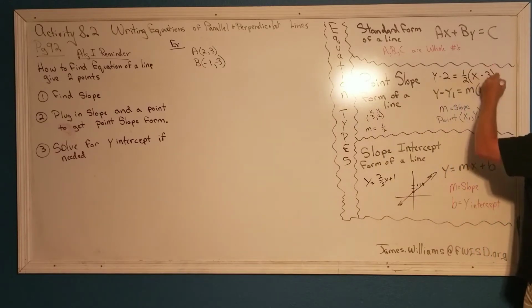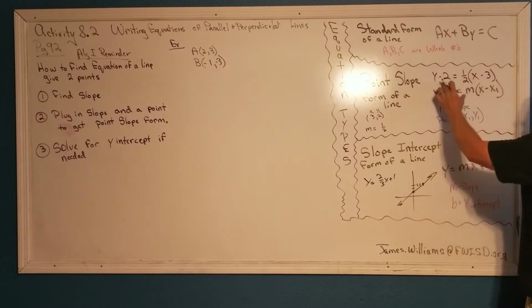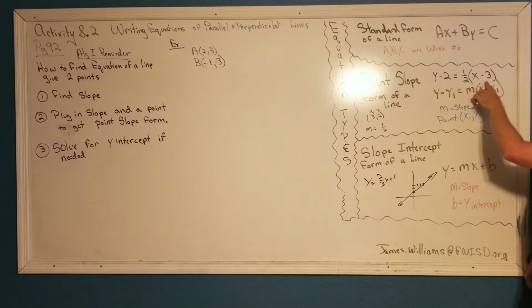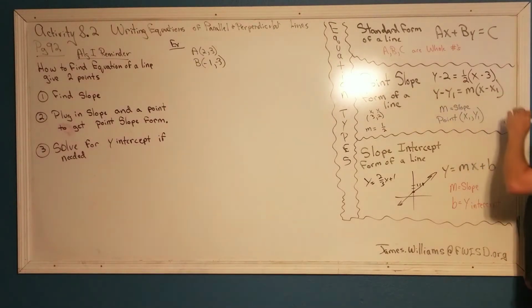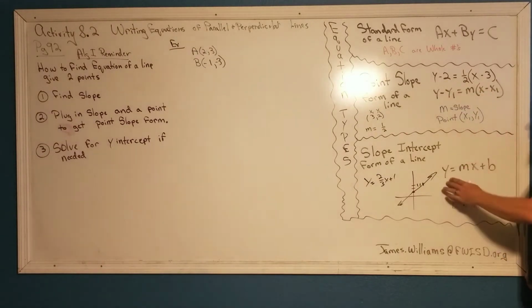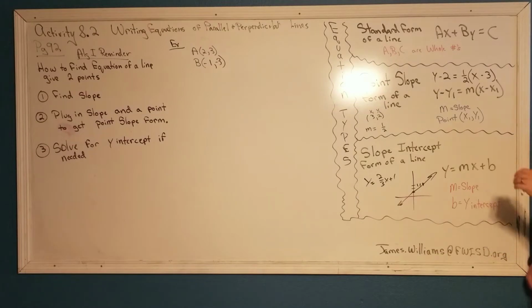Now if you wanted to convert that into slope-intercept form, what you would do is distribute the half, so you would get 1/2 x minus 3/2, and then add 2 to both sides. Basically you would solve for y. You would distribute the half, move the 2 over, and turn it into slope-intercept, okay? So hopefully that makes sense.